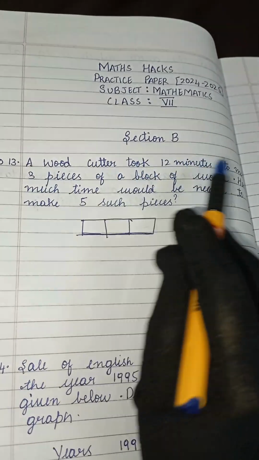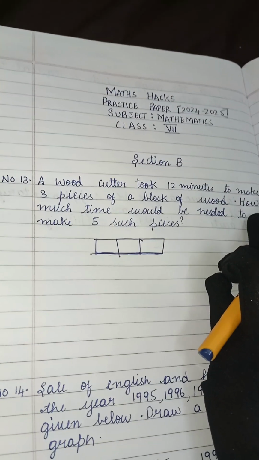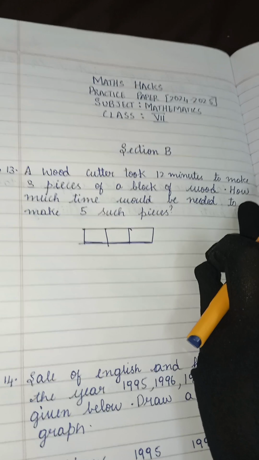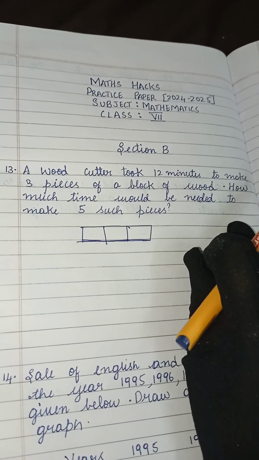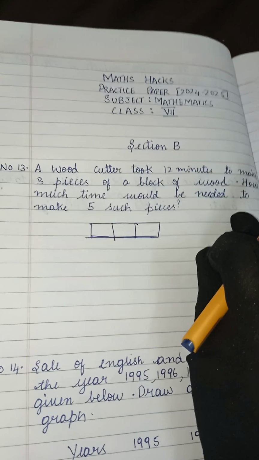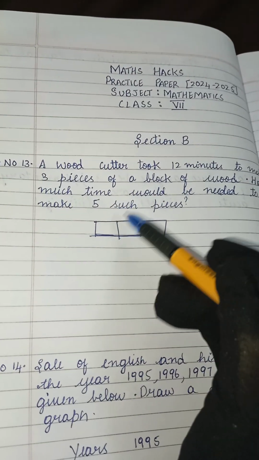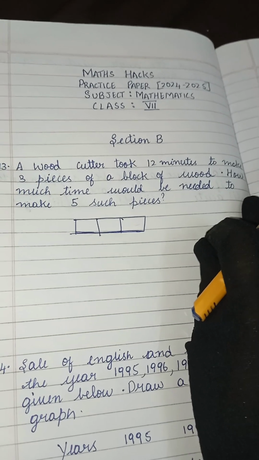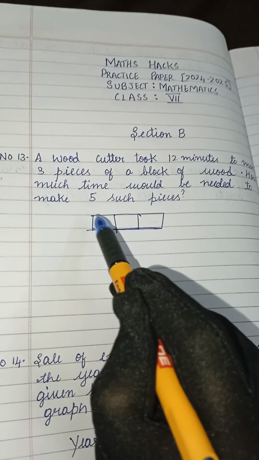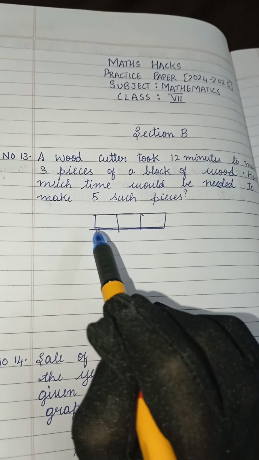A woodcutter took 12 minutes to make 3 pieces of a block of wood. How much time would be needed to make 5 such pieces? So let us understand the question first. He's telling a woodcutter took 12 minutes to make 3 pieces of a block of wood. So let us understand through a diagram here.